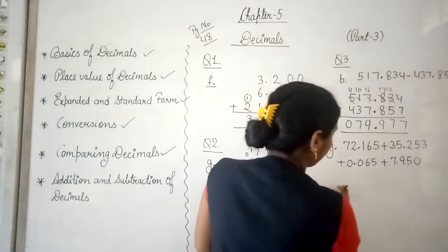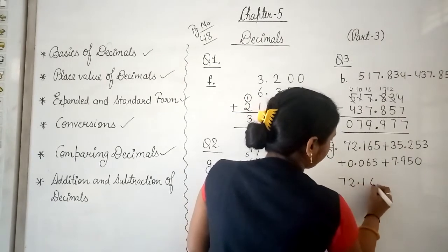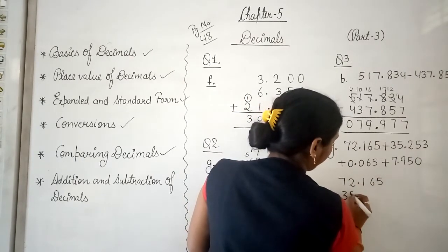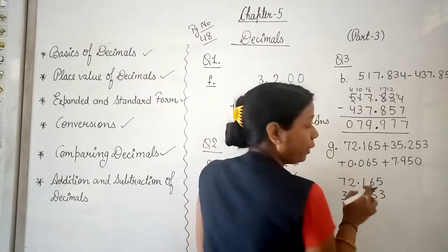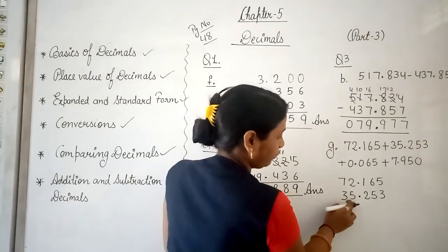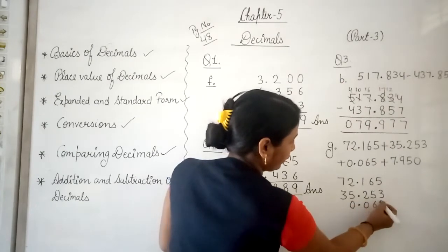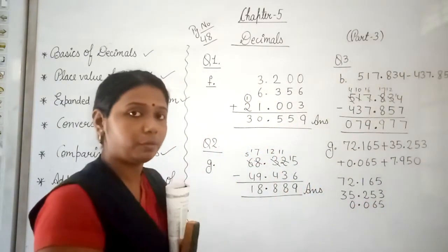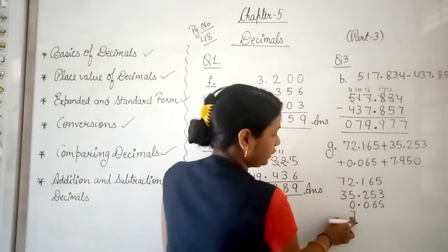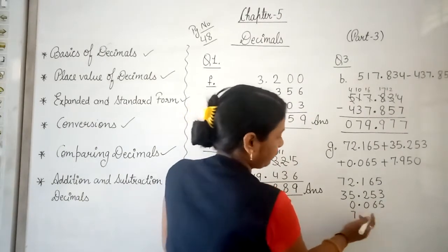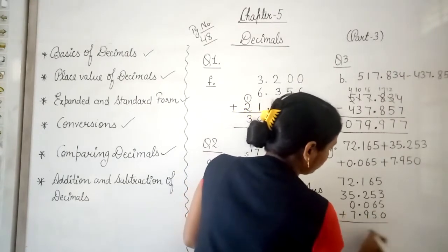So now we will start arranging. This is a 2-digit number, so we will first arrange these numbers: 72.165, then 35.253, then here it is 0.065. So do not write the 0 here; we will write 0 because it is having only one digit. So 0.065. This is the main mistake which we commit, so take care of it. Now the next number is 7 point, so 7 is having only one digit, so we will not write 7 here, we will write 7 here. Okay. 7.950.